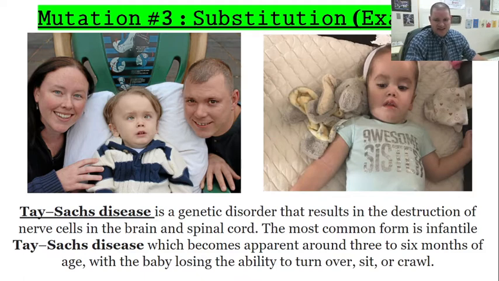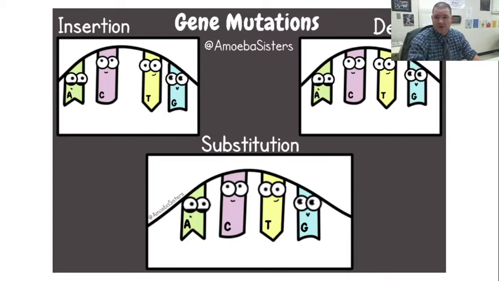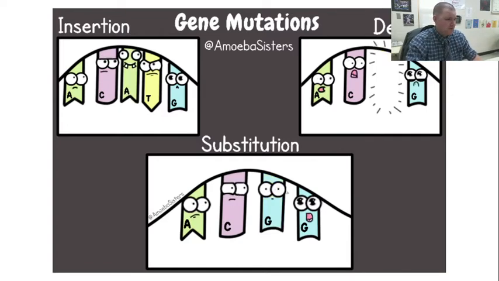Another example is Tay-Sachs disease, which is basically a neurological disease that affects your brain and spinal cord. The substitution goes on in there to substitute different elements in your brain and spinal cord development. And as you can read along the bottom, usually it's diagnosed very early on because it goes along with a baby's ability to turn over or to sit up. They lack some of that control. So there's our three mutations to wrap it up.